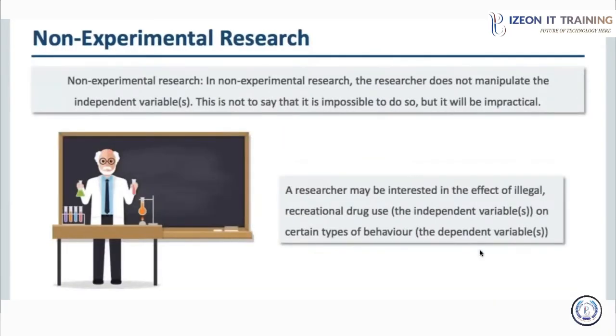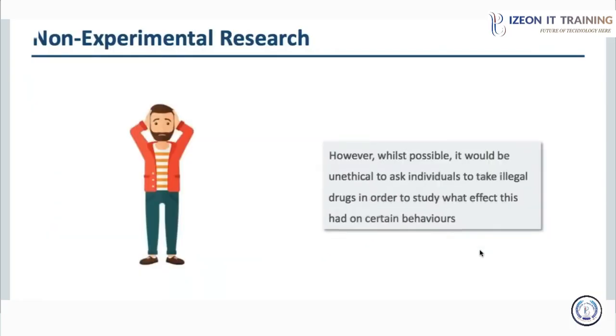Another example is non-experimental research. In non-experimental research, the researcher does not manipulate the independent variable. We're not changing the independent variable. This is not to say that it is impossible, but it will be impractical. Let's say a researcher is interested in the effect of illegal recreational drug use, which is the independent variable in this case, on certain types of behavior. That means the dependent variable is going to be affected by the inclusion or exclusion of the independent variable. It would be unethical to ask individuals to take illegal drugs in order to study what effect this had on certain behaviors. So this is a kind of non-experimental research, where you cannot modify the independent variable that has its own effect on the dependent variable.